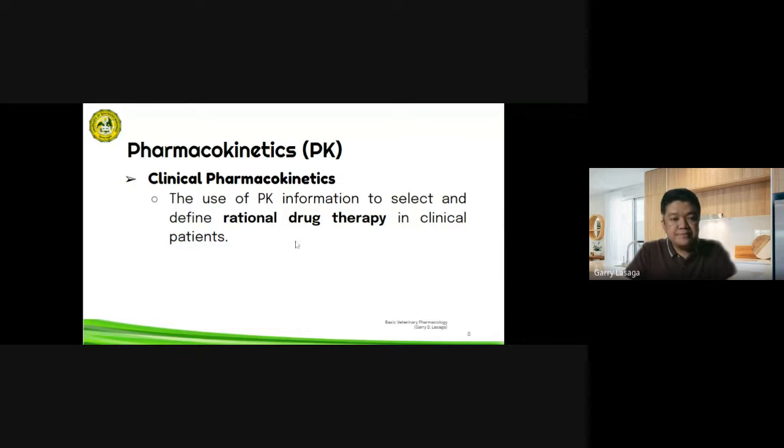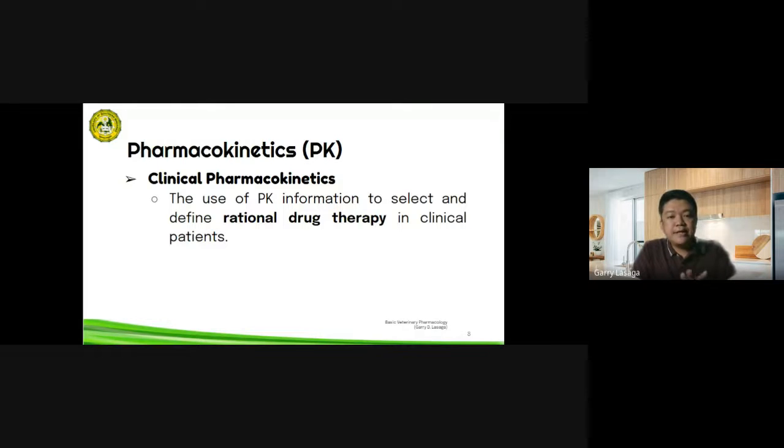One of the categories of pharmacokinetics is clinical pharmacokinetics. When we say clinical pharmacokinetics, from the word clinical, that is the use of PK information to select and define rational drug therapy in clinical patients. For example, what are the PK informations that we can use in order for a drug to be used in the treatment of certain ailments.